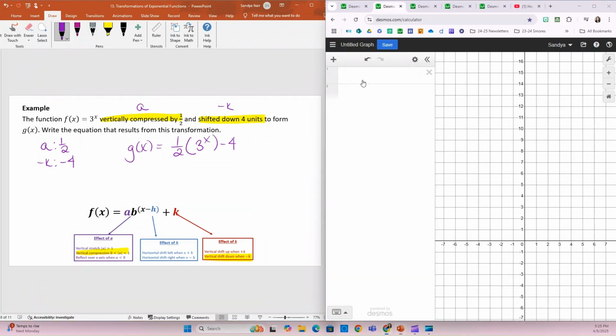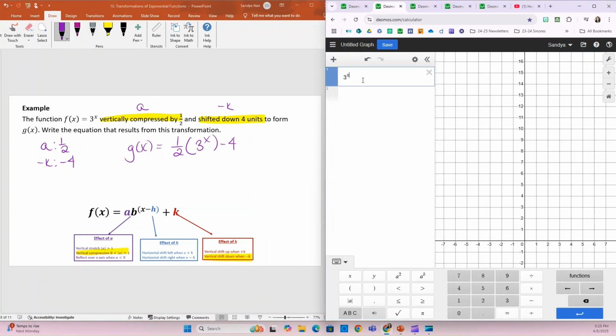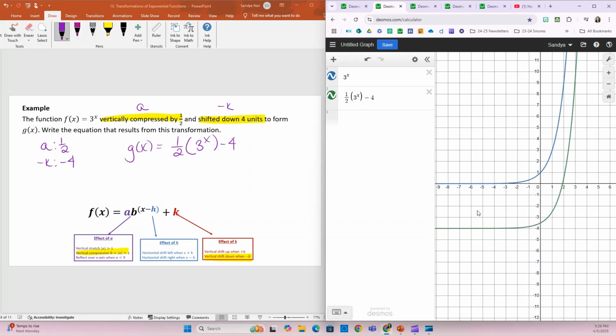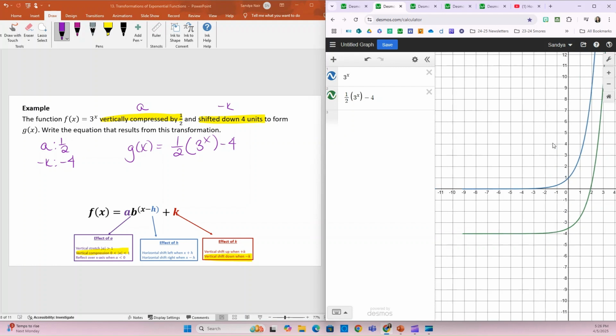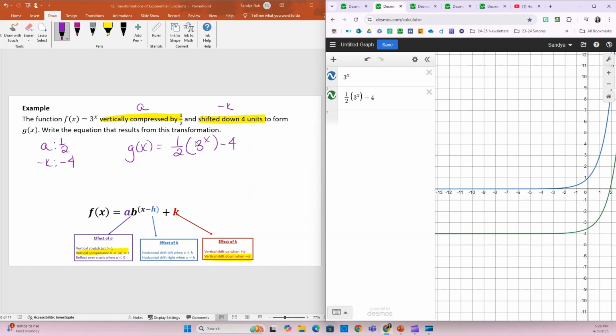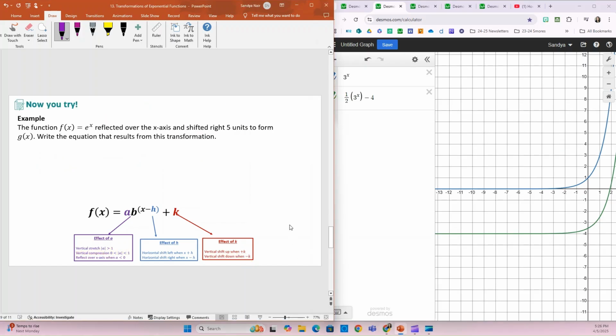So let's go ahead now and see that this does in fact represent this transformation. So we have the parent function 3 to the x, and then we have 1/2, and then times 3 to the x, and then we close the parentheses and put the minus 4 on the outside, and you can see that this graph is in fact vertically compressed because it's flatter than the original graph. It's shifted down 4 units, and you can see that our equation does represent these transformations that are described. So now you can go ahead and pause the video and try doing this problem on your own.